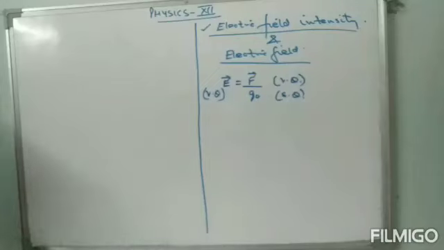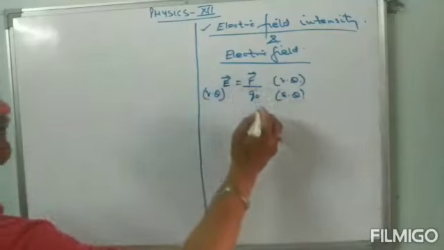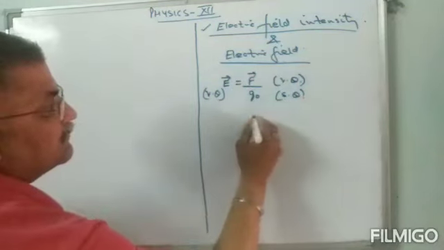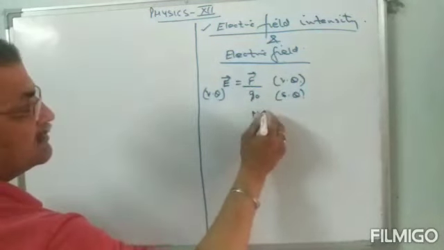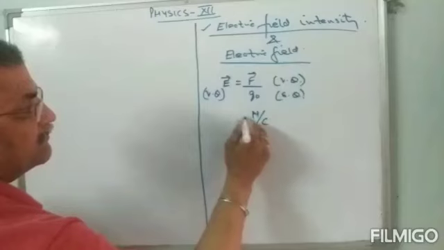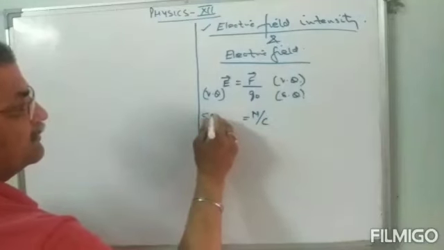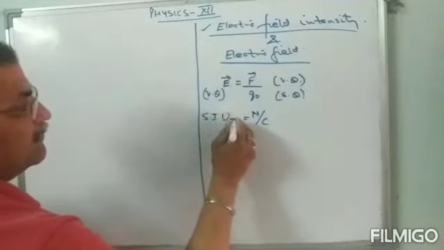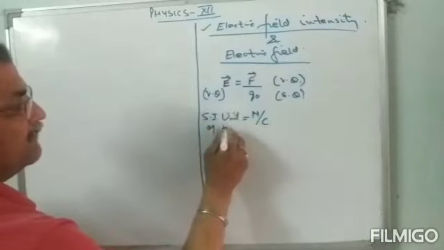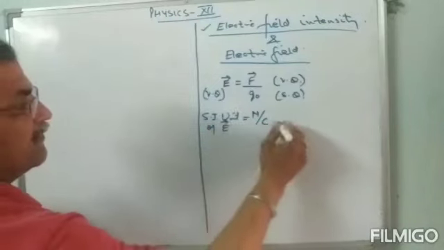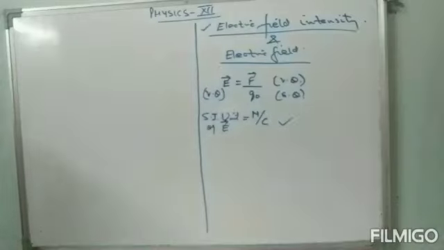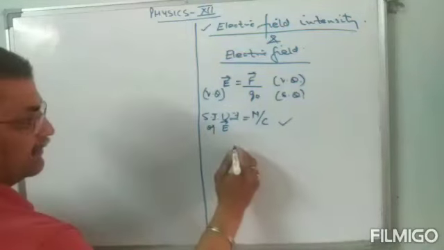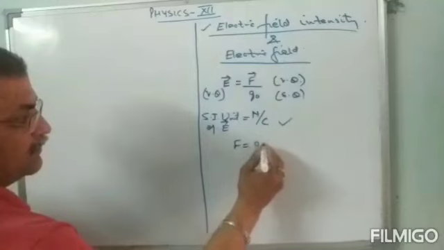If force is measured in Newton, charge is measured in Coulomb, so the SI unit of electric field intensity will be Newton per Coulomb. The force on a charged particle placed in the electric field is given by F is equal to Q into E.